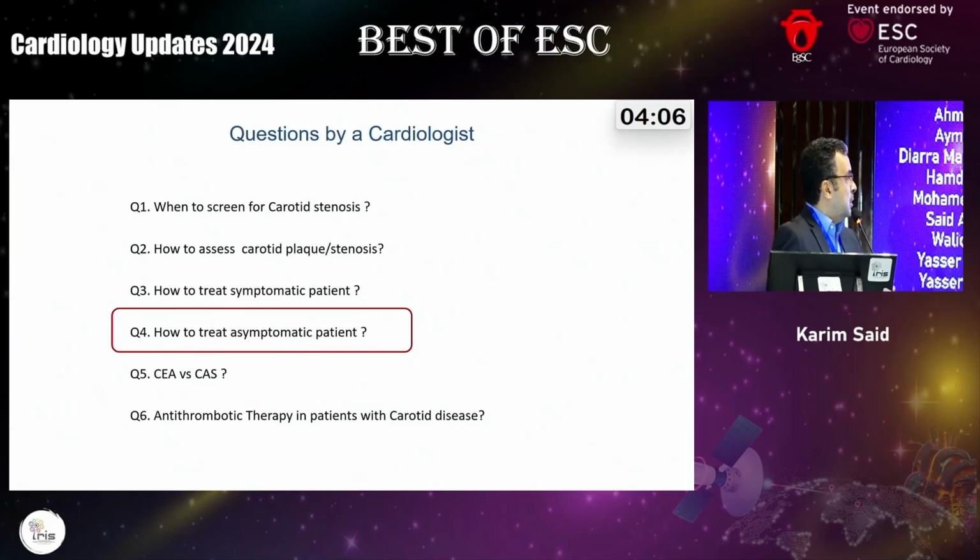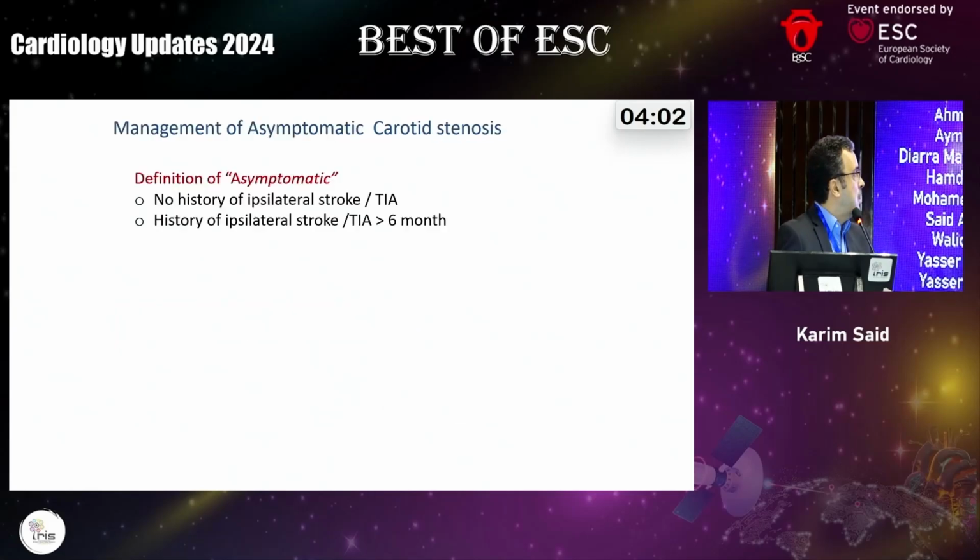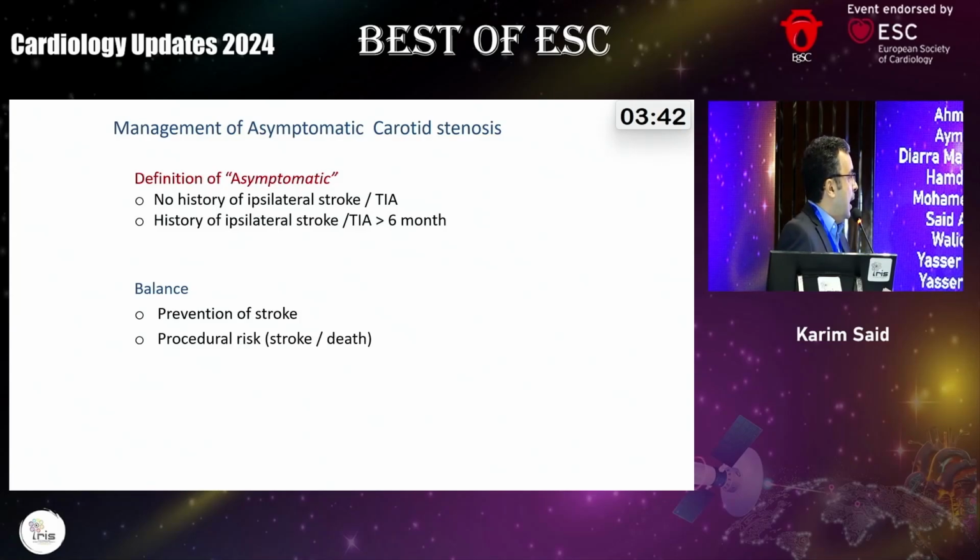On the other hand, how to treat patients with asymptomatic carotid stenosis? Again, definition of asymptomatic here, lack of symptoms any time, or the occurrence of stroke or TIA beyond 6 months earlier. And here we have to make a balance between the risk of stroke, which is not this high, and the risk of the procedure itself.